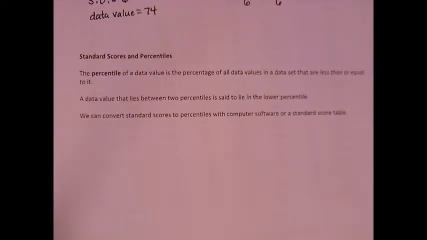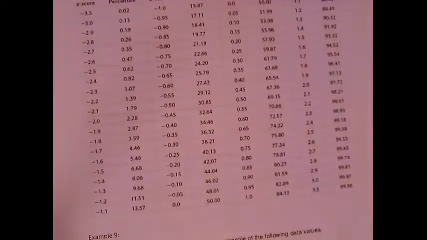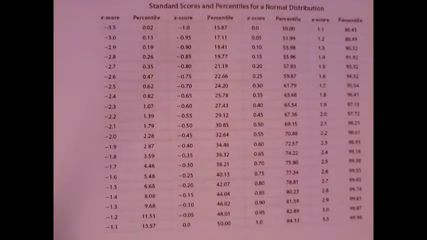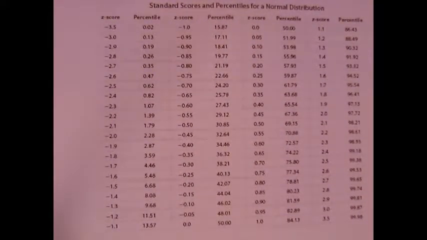We can convert standard scores to percentiles with computer software or a standard score table. And on the next page, you're going to see what a standard score table looks like. Here it is. This is the table for standard scores and percentiles for a normal distribution. Here your z-score is on the left, both positive and negative, from negative 3.5 up to 3.5, and the percentile that's associated with it.